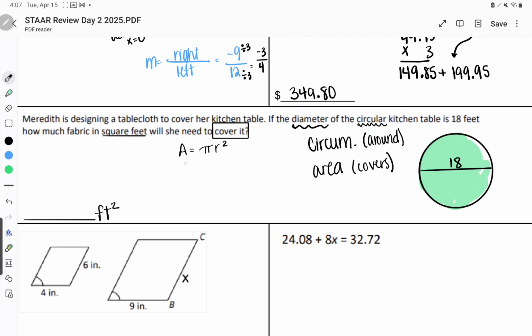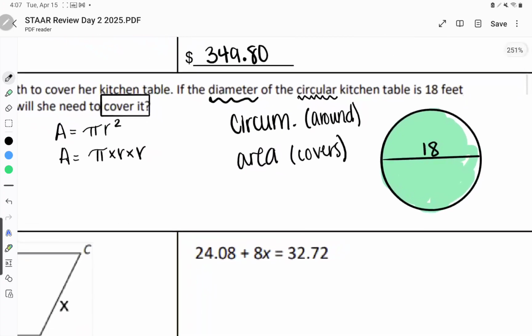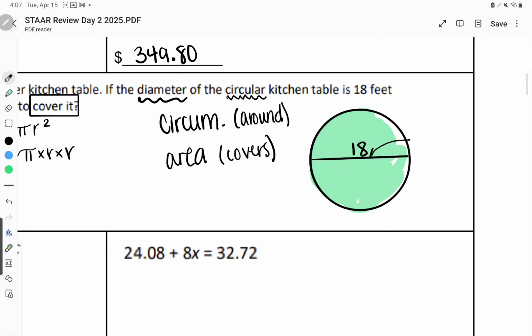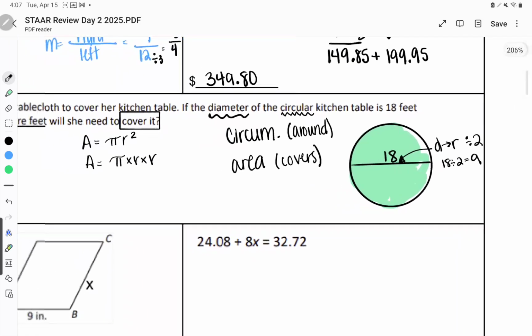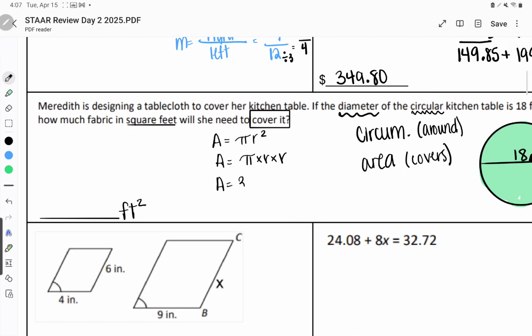I don't like that formula, so how do we rewrite it? Area equals pi times radius times radius. Well, in this case, this 18 is a diameter. So how do I go from diameter to radius? I would divide by 2. So I do 18 divided by 2, which gives me 9. So I would have area equals 3.14 times my radius, which is 9, times my radius, which is 9, or 3.14 times 81, which gives me 254.34.